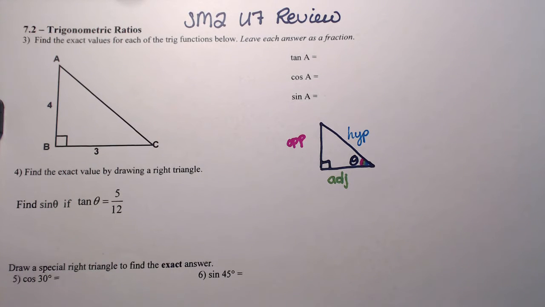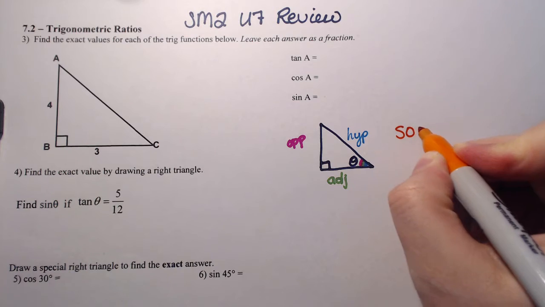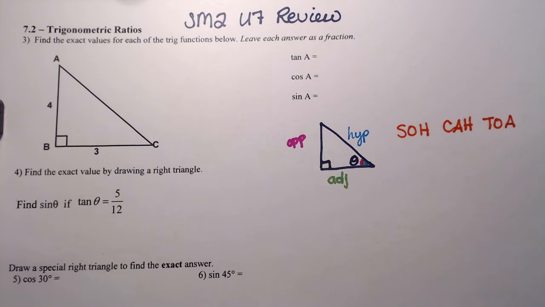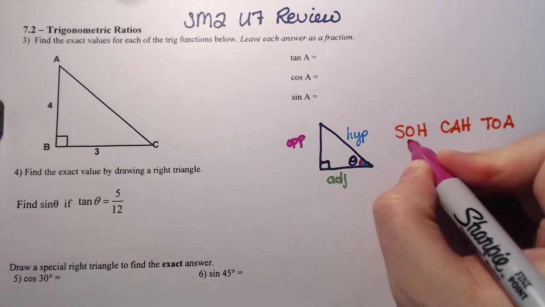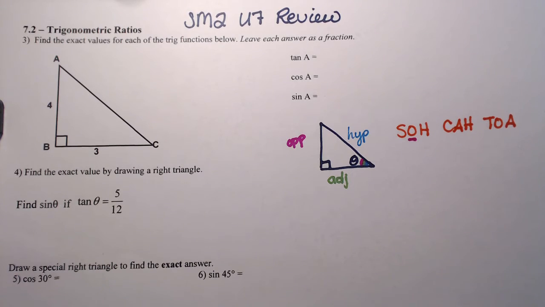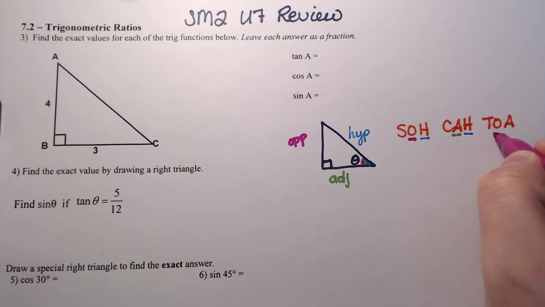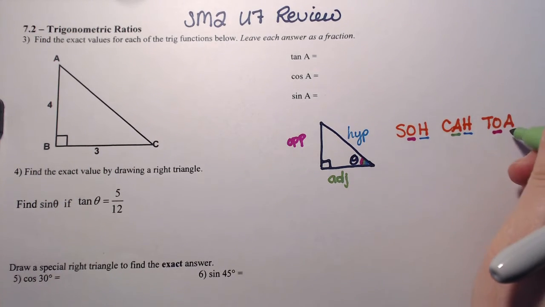So when you're talking about trig functions, what you need to remember is SOHCAHTOA. With SOHCAHTOA, this is telling you that sine of the angle is going to be equal to the opposite side over the hypotenuse. And cosine is the adjacent side over the hypotenuse. And tangent is the opposite side over the adjacent side.